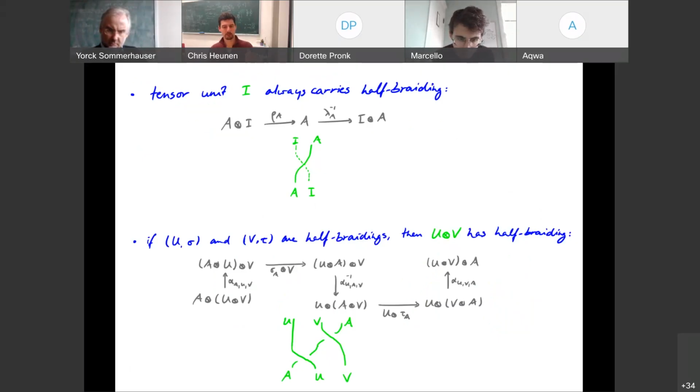You start at the tensor product U tensor V. You associate that to get the V apart and the A and the U together. You swap the A and the U. You associate back. Then you swap the V and the A. And then you make sure that U and V are together again. That's what this gray diagram here, represented by the green picture on the bottom, says. So this is a picture representing the half braiding of U tensor V, given the half braidings on U and V.